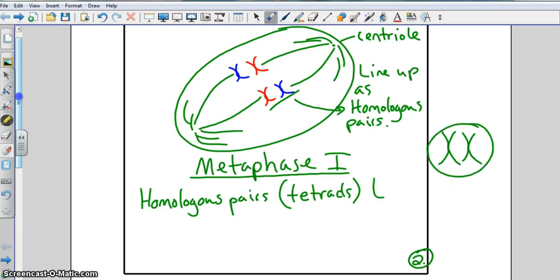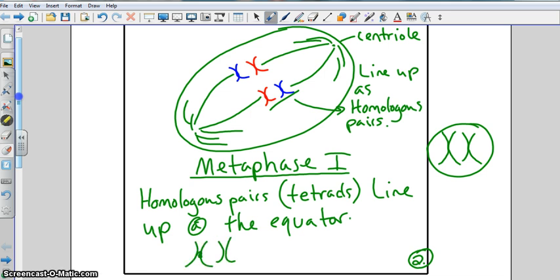Homologous pairs line up at the equator. So if we want to write that in the box, we could say that this equals 1 tetrad, or a homologous pair. Homologous pair and tetrad are just synonyms. They're interchangeable. Guys, if you can just get this part right, this is the hardest part to remember in meiosis: they don't line up on top of each other. They line up in pairs.